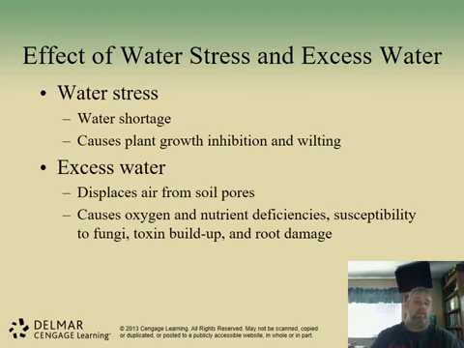So some of the effects or causes of water stress are water shortages or droughts, and this can cause the plants to wilt. When we have too much water, this actually will create an anaerobic condition because you will lose the oxygen within the water, and other nutrients can become deficient because there is no ability for the plant to find the correct nutrients because it can't breathe.